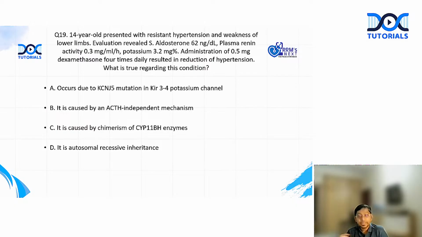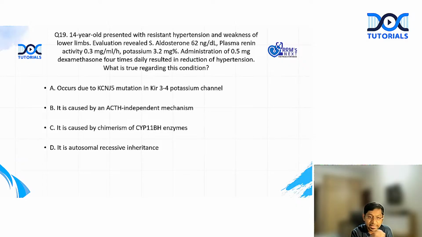So you can see here, this is a classical scenario where they've given us elevated aldosterone level, 62, more than 15 is elevated. Plasma renin activity is 0.3, again, less than 1 is low. So you have an elevated aldosterone with a low plasma renin, with a borderline low potassium. And they're telling us that administration of dexamethasone resulted in resolution of hypertension. So this basically is a classical example of a glucocorticoid remediable familial hyperaldosteronism.